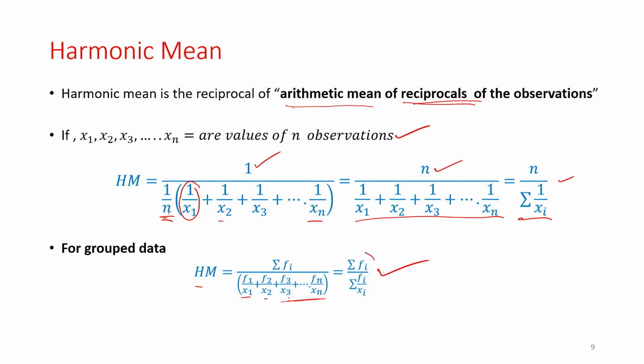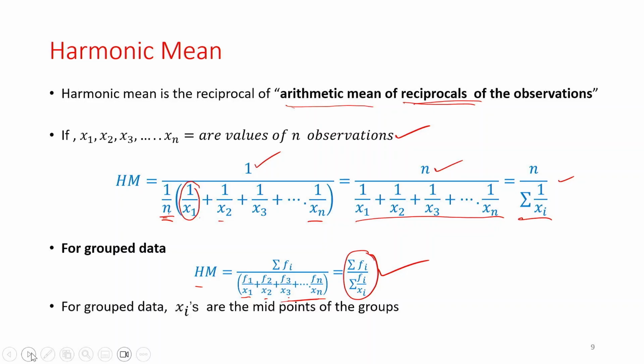And this formula therefore gives us the harmonic mean of the average values. For the group data, these xi's, that is this xi, could be the midpoints of the group.